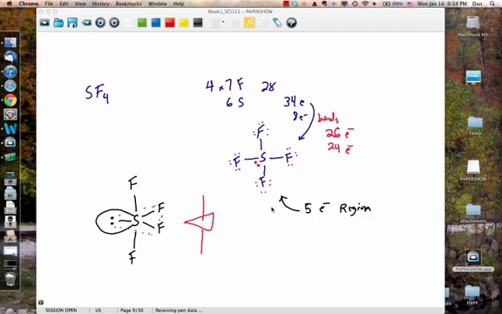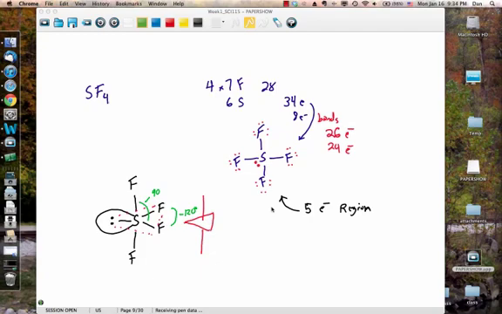And because it is based off the trigonal bipyramid, we can even comment on the bond angles. We know that the bond angles between these fluorines would be 90 degrees, but between these it would be closer to 120. In fact, what we'd see is a slight compression of this.